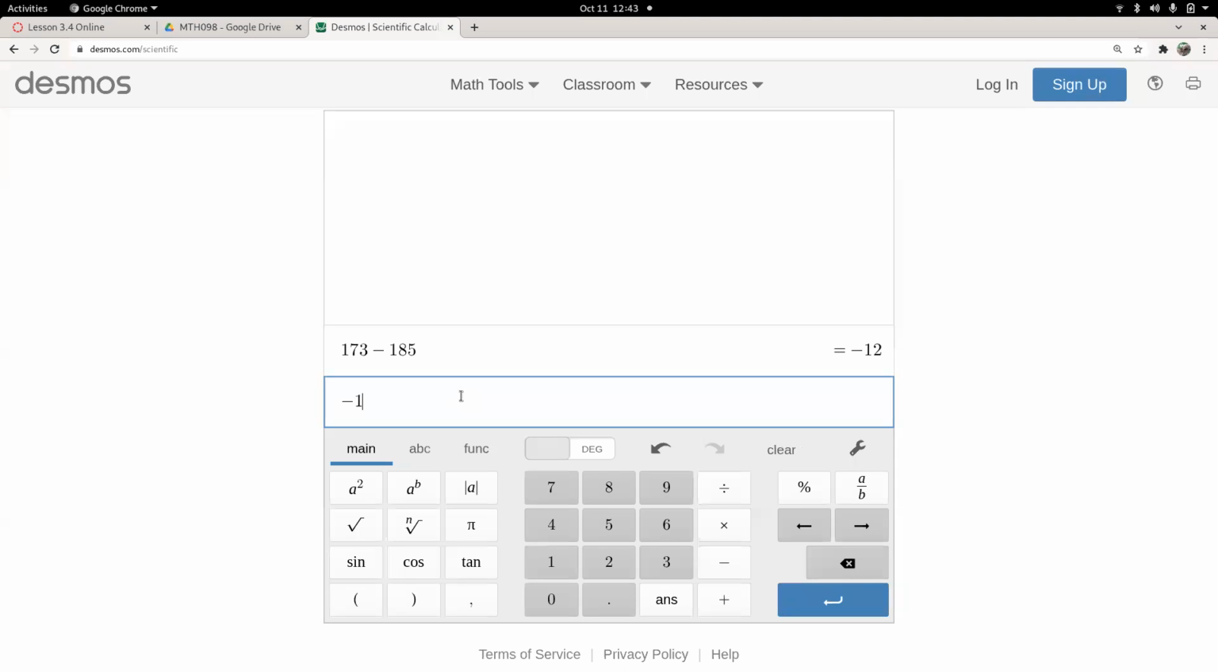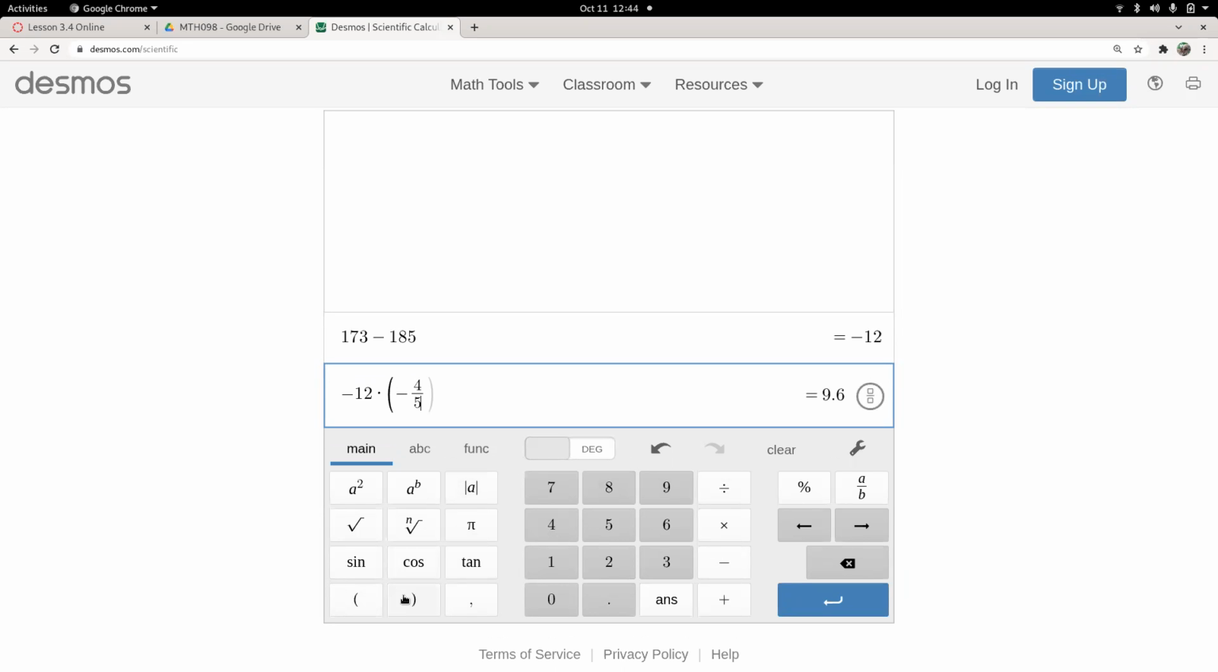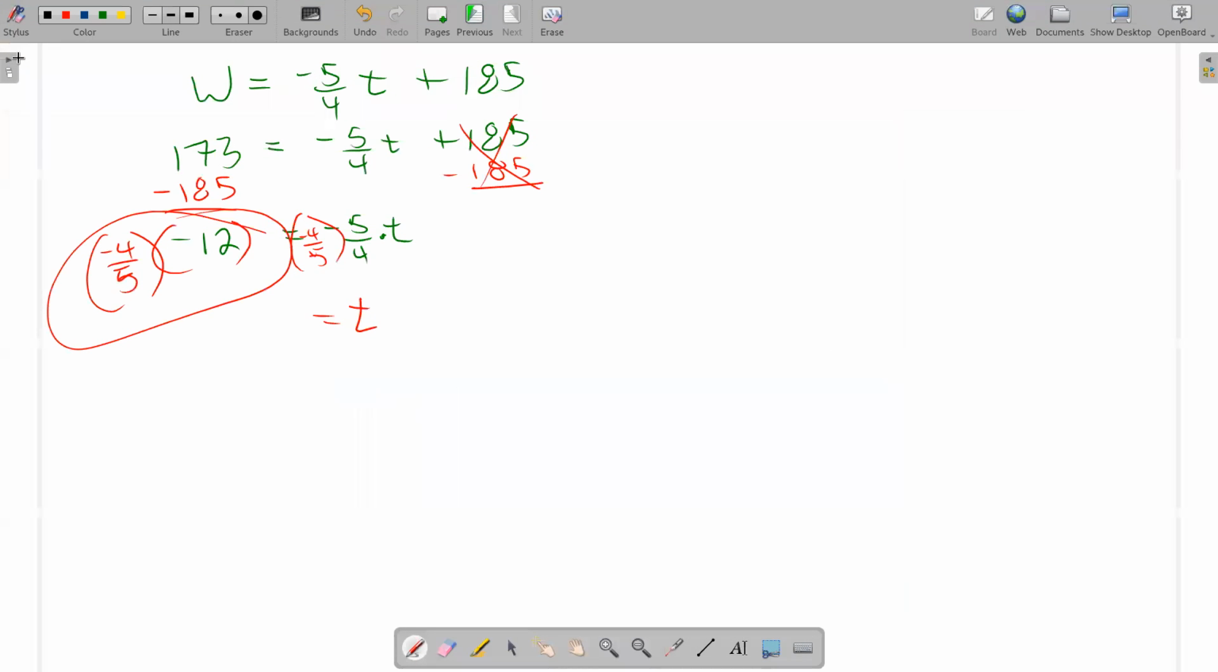And then I want to take that negative 12 and multiply it by the flip of the slope. So that would be, I'm going to do parentheses to be safe. And I called it negative 4/5. Oops, parentheses in the wrong spot. And it looks like it's going to be 9.6. 9.6 what? Well, let's look back at what I was doing there. T should be weeks. All right, so this came out to be 9.6 for T, and T we wrote down earlier was measured in weeks.